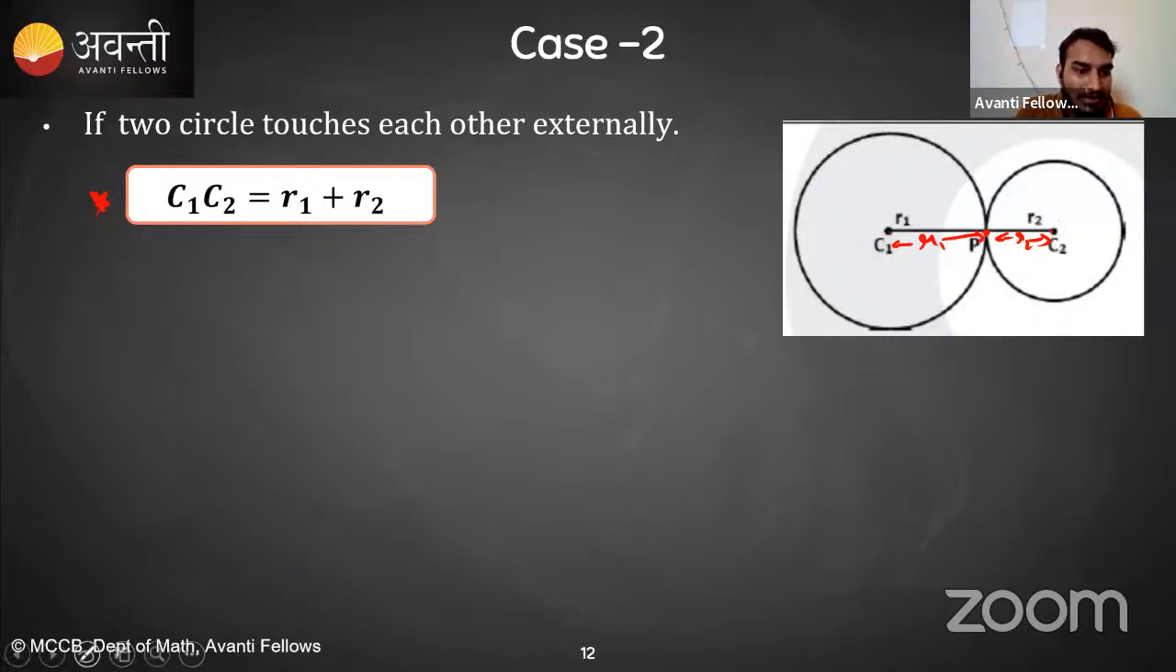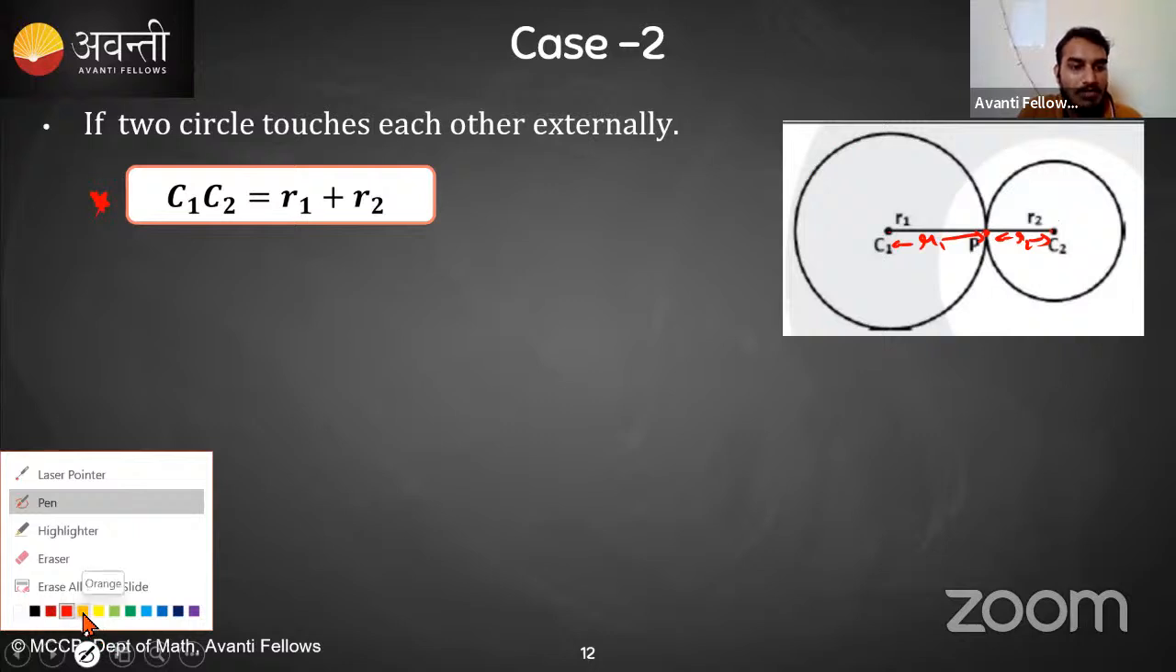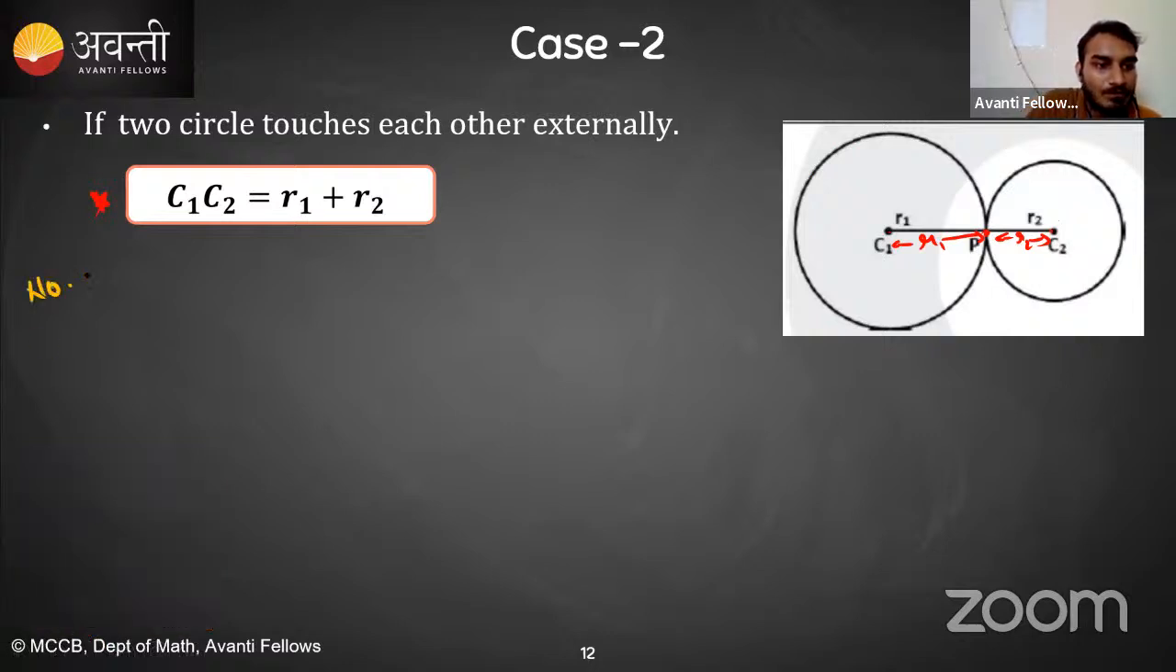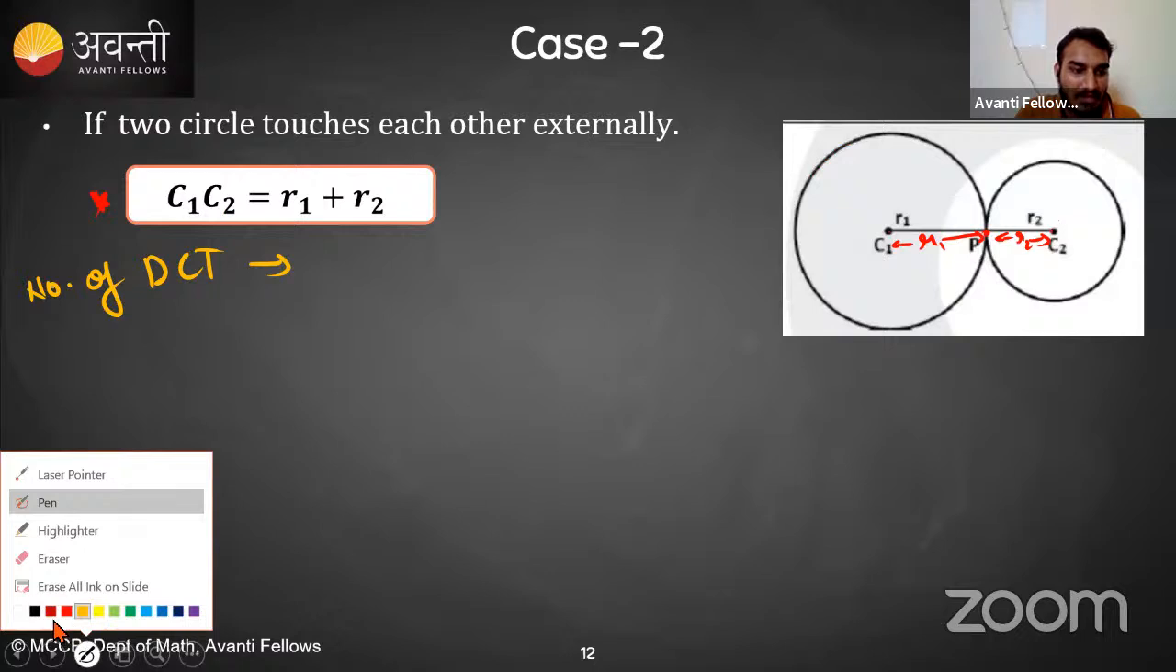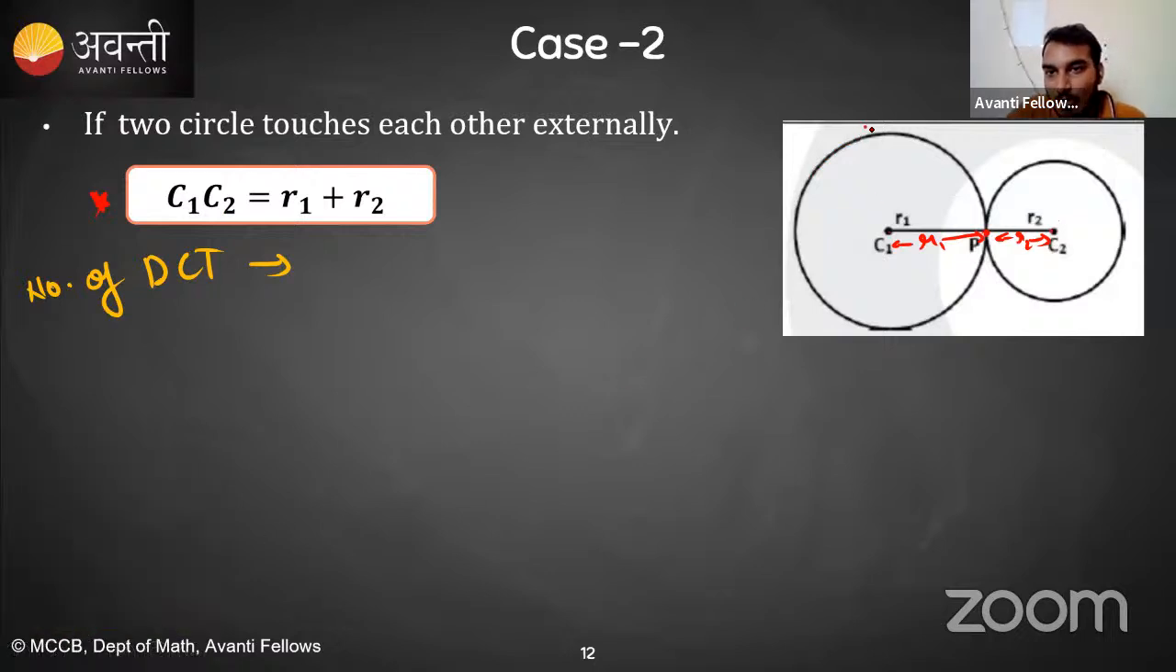If it is clear, now again tell me the number of direct common tangents. How many direct common tangents are possible? Yes, very good, Pramod. Two direct common tangents are possible. One direct common tangent is something like this, and another would be something like this. So these two direct common tangents are possible.